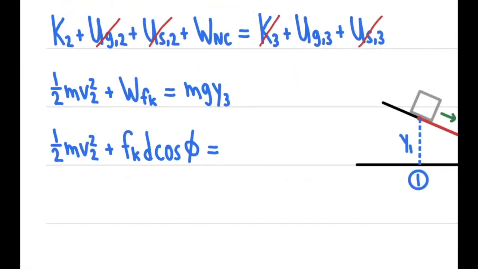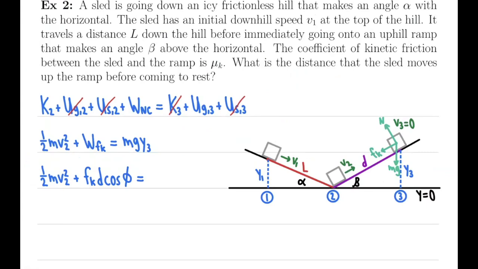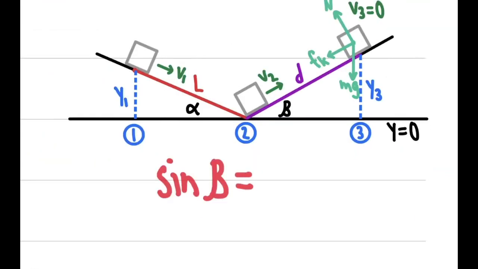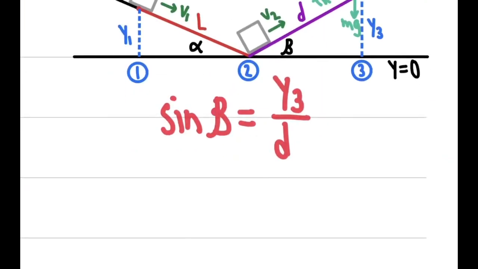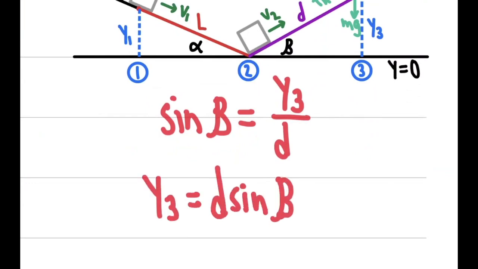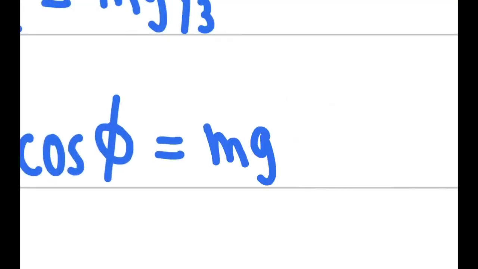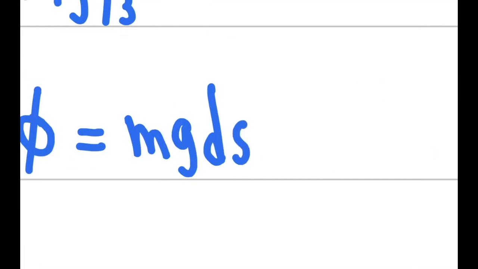So what's y3? It doesn't give us y3 in the problem, but we know beta, so we can do a bit of trig. Sine of beta is opposite over hypotenuse, so y3 over d. So I can write y3 in terms of d. I can say that y3 equals d times sine of beta. All right, so this becomes mg d sine beta.